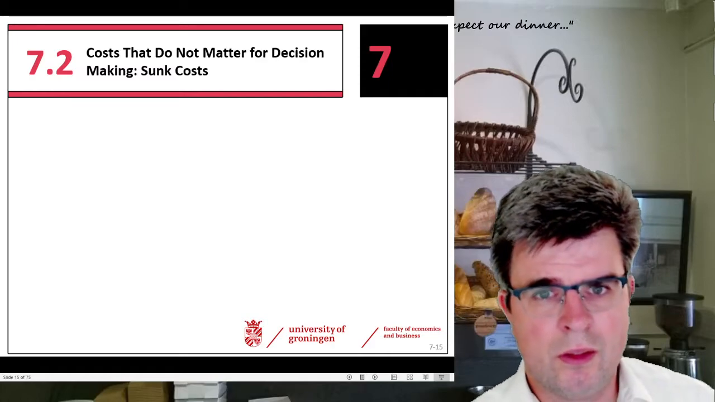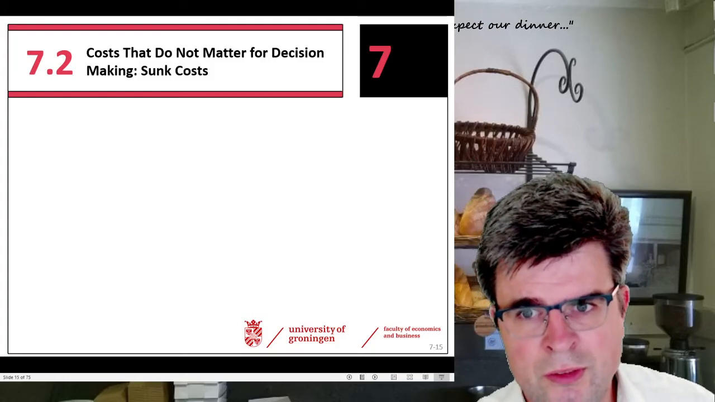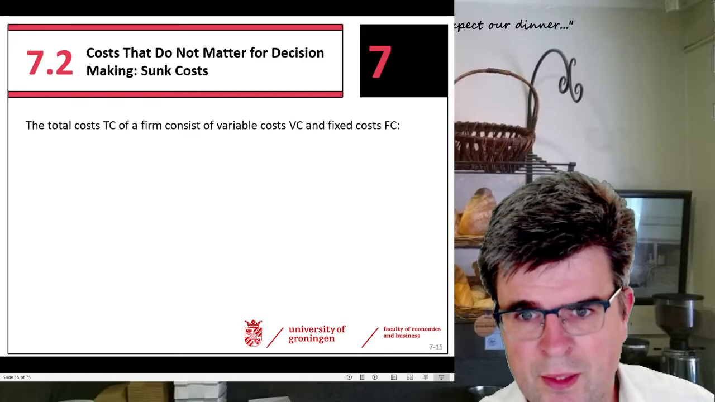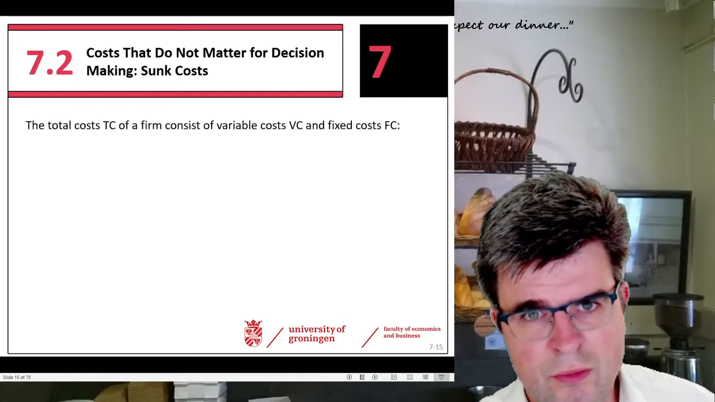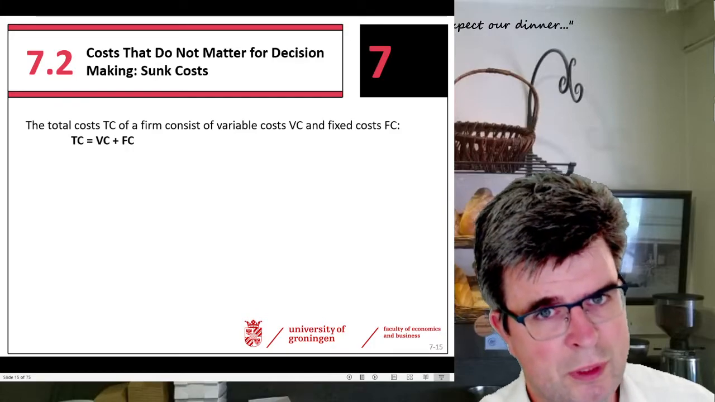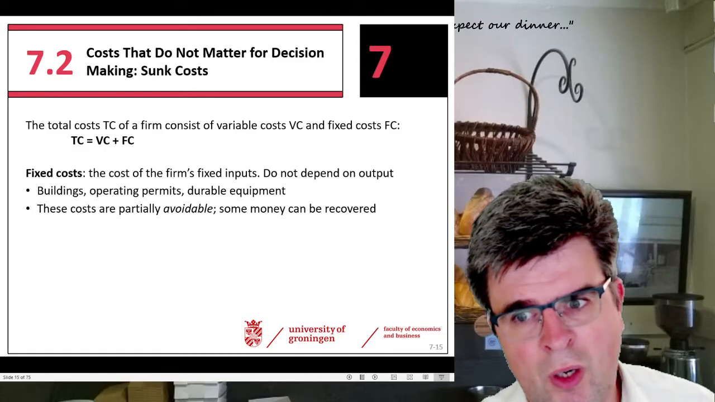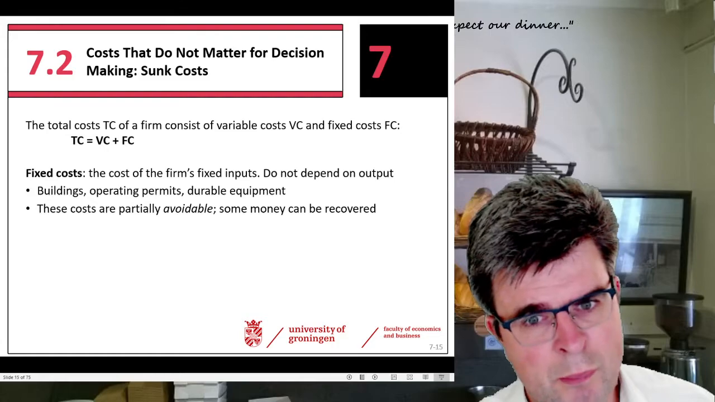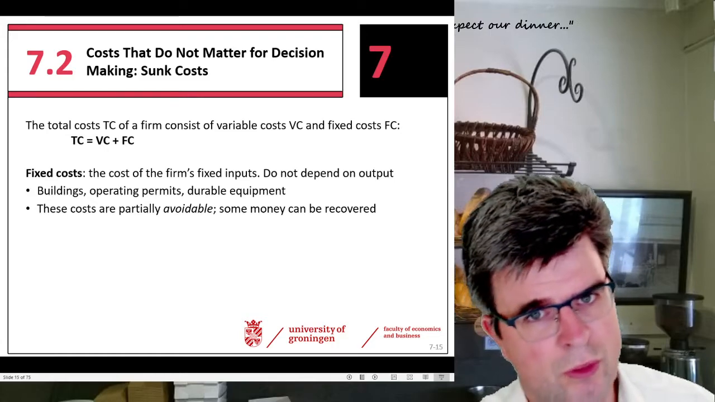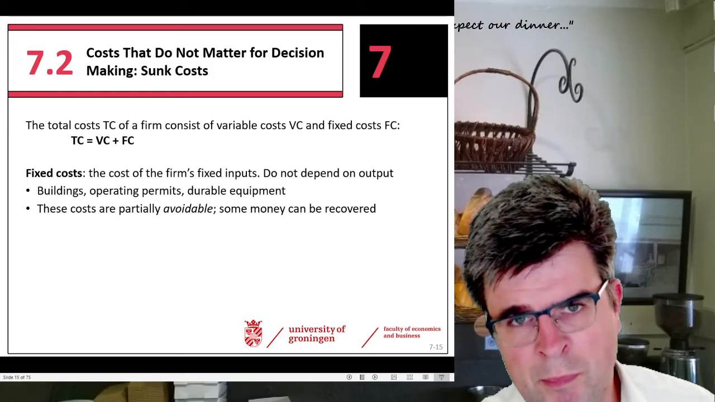Then we get to the subject of sunk cost. And sunk costs are costs that should not matter and do not matter for decision making. So the total cost, the TC of a firm, consists of the variable cost and the fixed cost. So total cost is simply the sum of the variable cost and the fixed cost. And the fixed cost are the cost of the firm's fixed input, and they don't depend on how much a firm produces. So it's things like a building, the operating permits and the durable equipment of a firm.